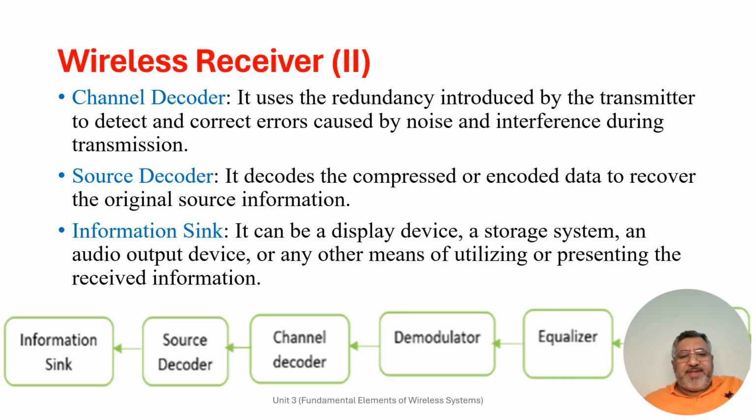And finally, the source decoder. The source decoder is employed because the transmitter data has been compressed and encoded at the transmitter. It decompresses the compressed and encoded data to recover the original source information. Source decoding techniques vary depending on the compression or encoding algorithm used, such as Huffman coding, arithmetic coding, or transform-based coding such as discrete cosine transform for image or video data.